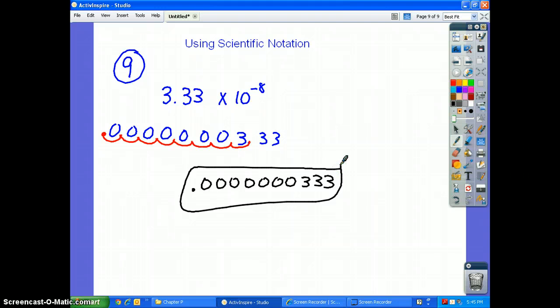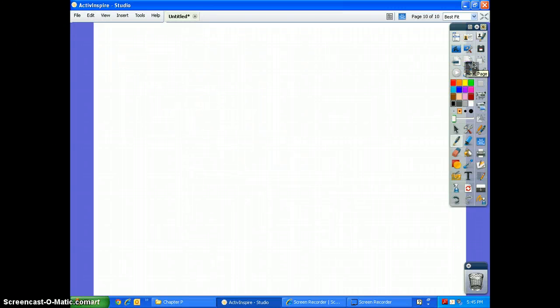That's using scientific notation. Last problem, problem number 10. It happens to be problem number 63, and it goes along the same line of using scientific notation. Problem number 63, or example number 10, asks you to use scientific notation to simplify this.